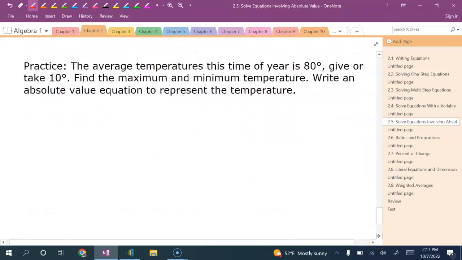So read through this practice problem, give this one a try, and then continue to watch the video to see what this last problem should have looked like.